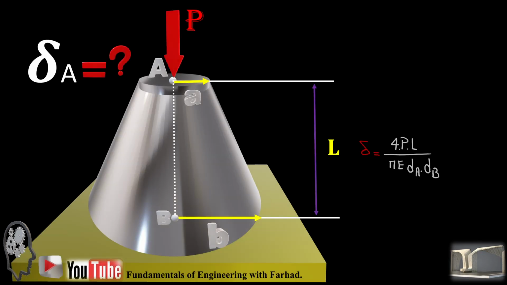So delta A in a tapered cone by a concentrated load of P is 4 times P times L over pi times E d_A d_B.